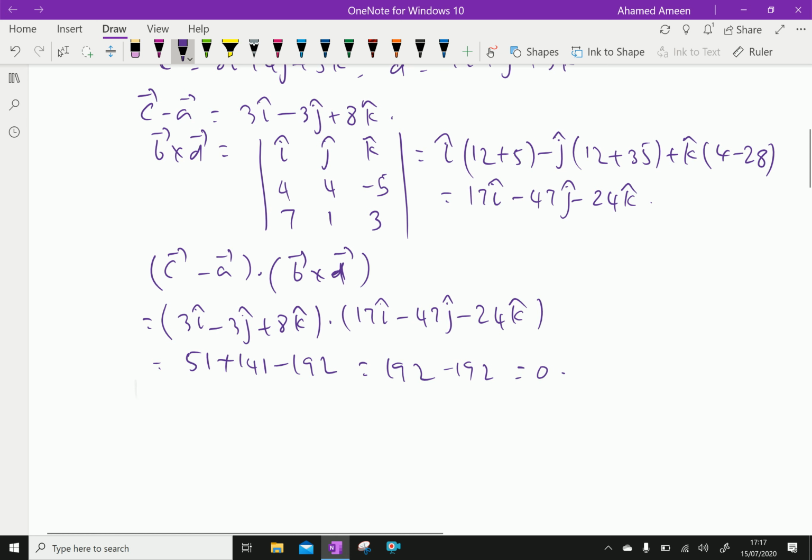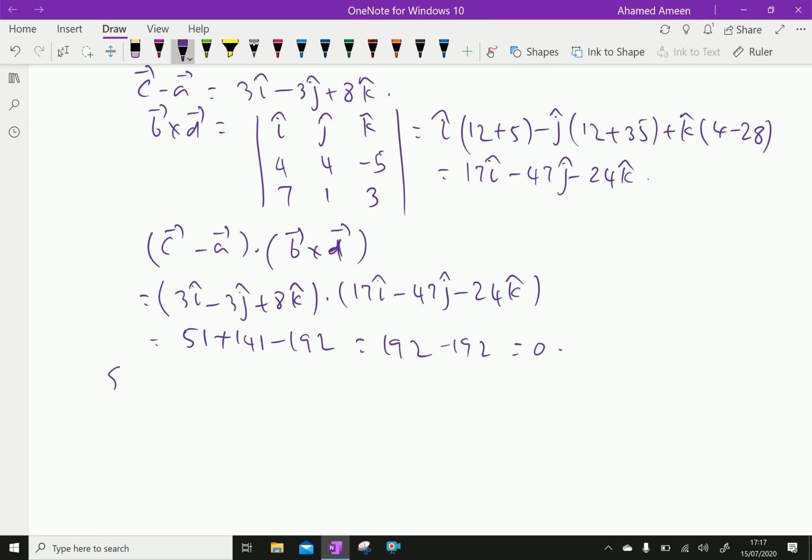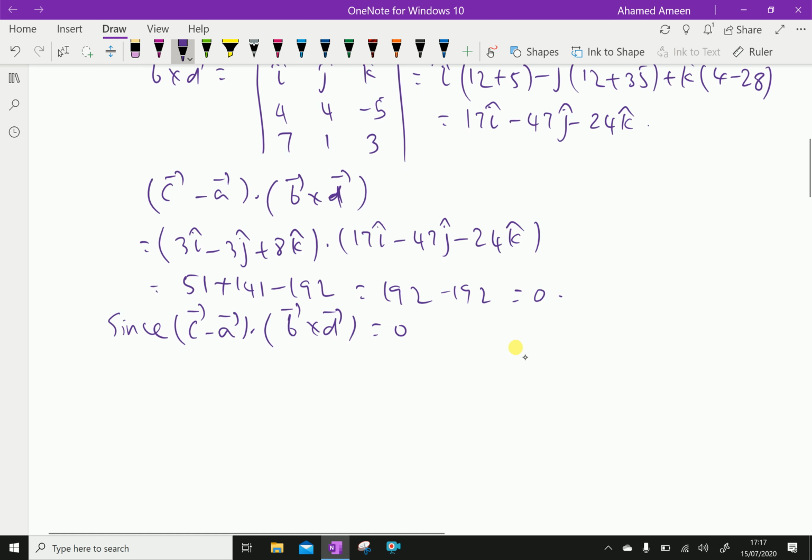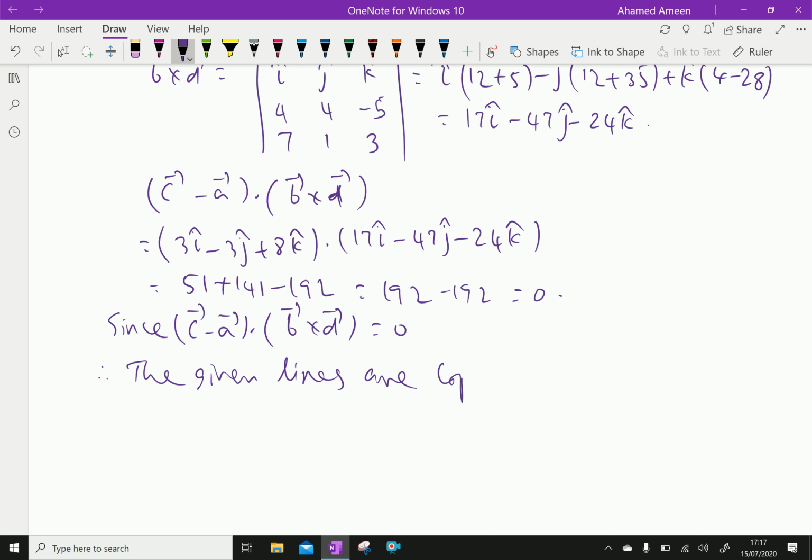So since vector C minus A dot product of B cross D equals 0, therefore the given lines are coplanar. That means the two lines lie on the same plane.